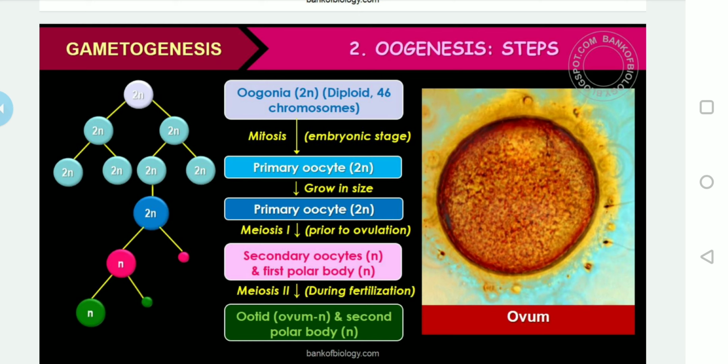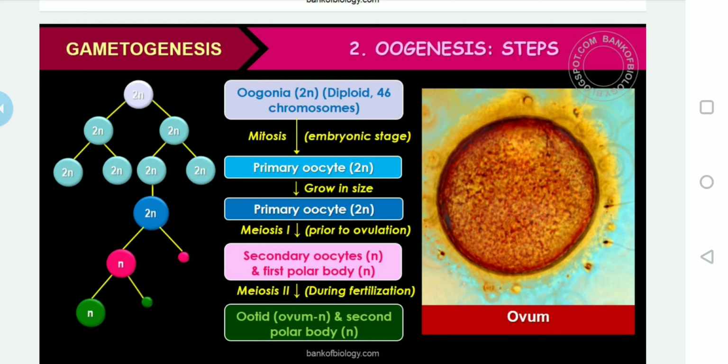Did you observe this one? The first cell they have given is the oogonia or oogonium. It is also known as the egg mother cell. It contains 2N, that is, the chromosome number is diploid, 46. So what happens next? It undergoes mitosis, isn't it? This stage is also known as the multiplication phase. So what is the meaning of this multiplication phase?